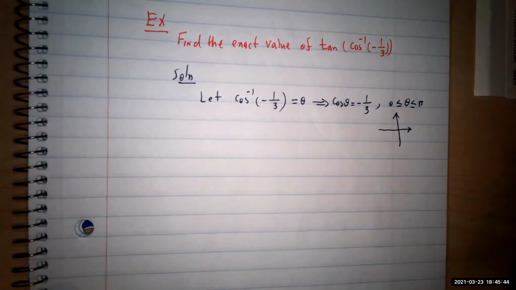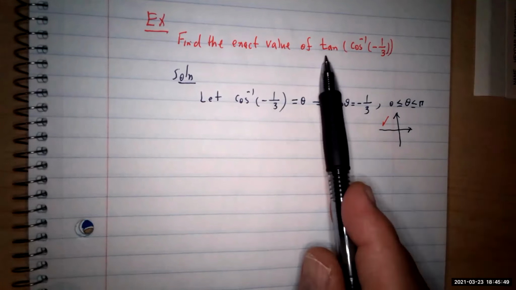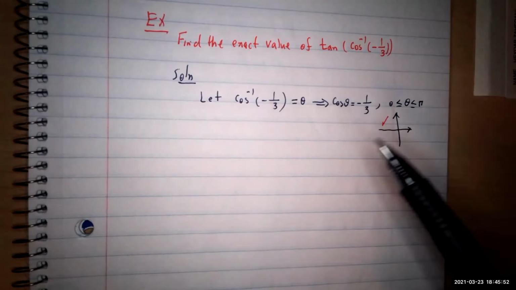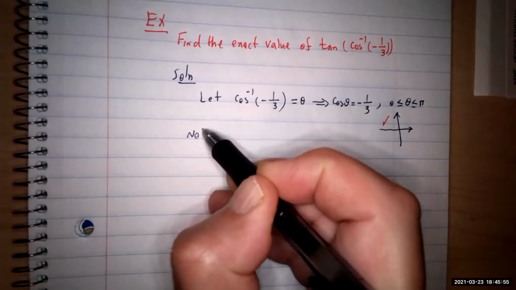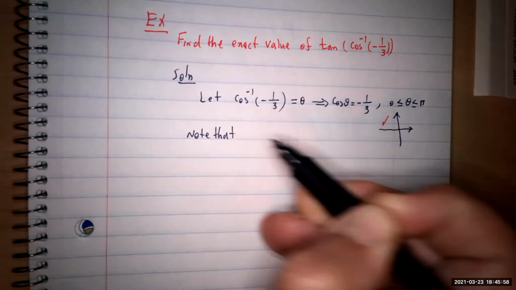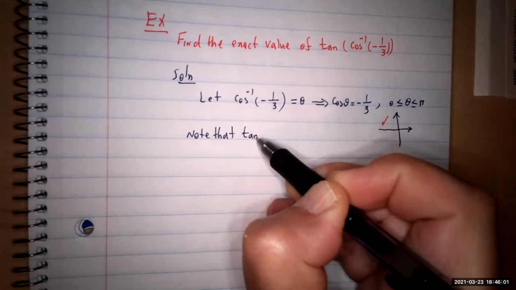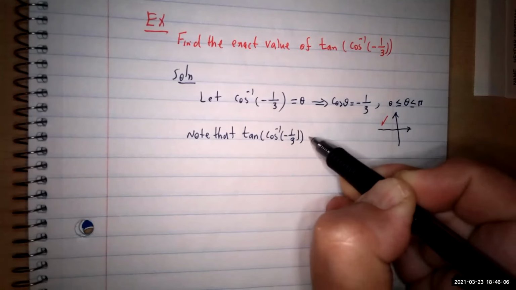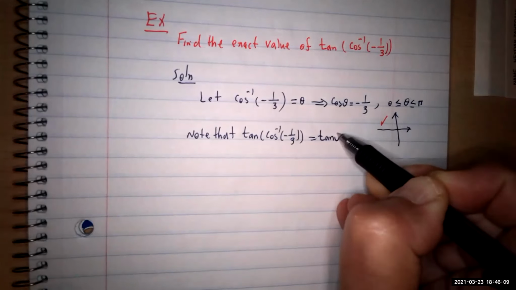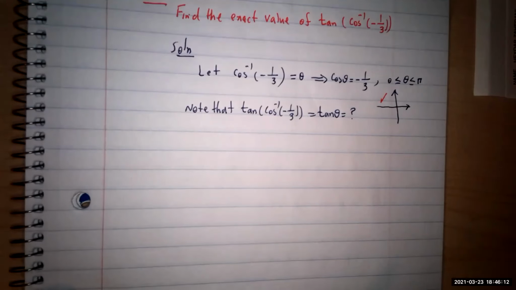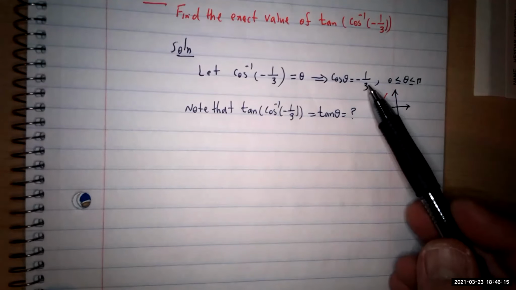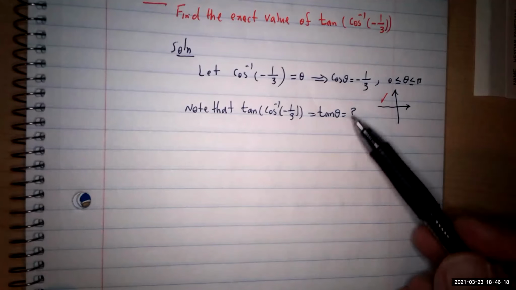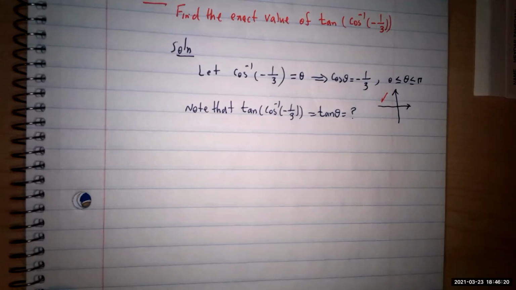Okay, so you are here. Let's go back. What do you want? You want this one. So you note that you are interested in the tangent. Tangent of what? Tangent of cosine inverse of negative 1/3. Now it's going to be changed to the tangent of theta. The cosine of theta is given to you, and they ask for the tangent of theta. Any question? Now we can go and find it.